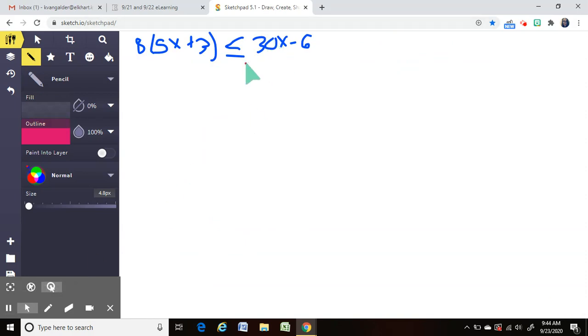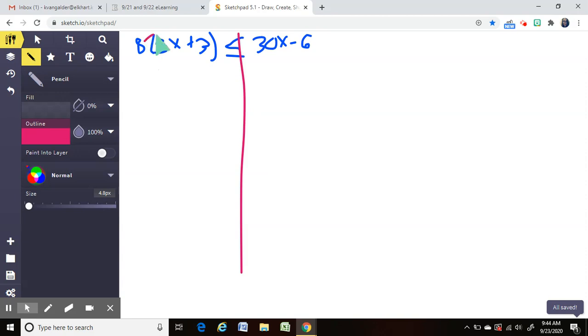All right, this is our last one. Once again, split it down. We have to do distributive property. So I have 40x plus 24. Symbol stays. Nothing was done here.